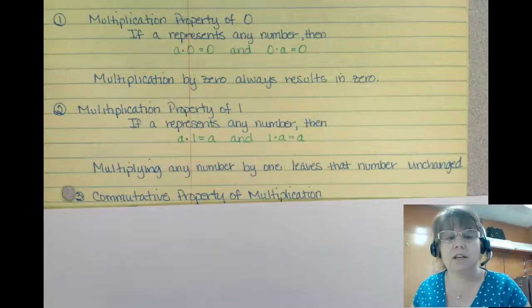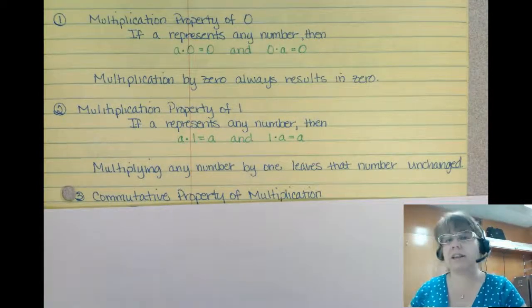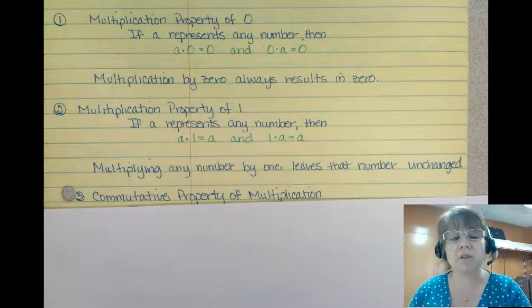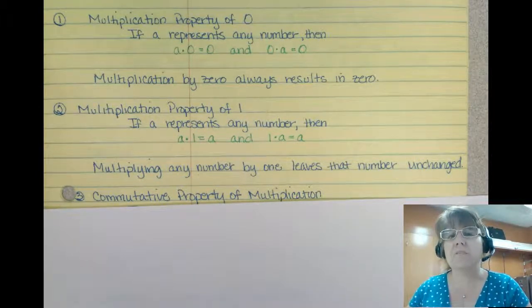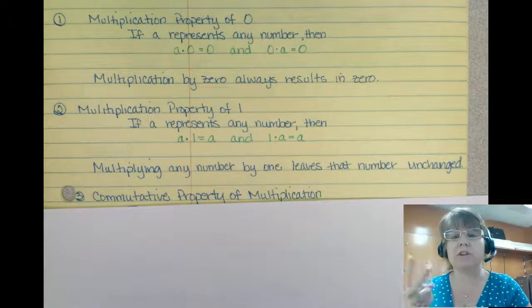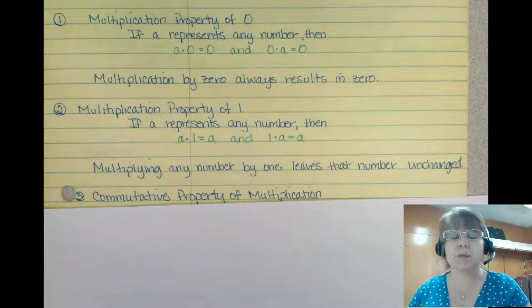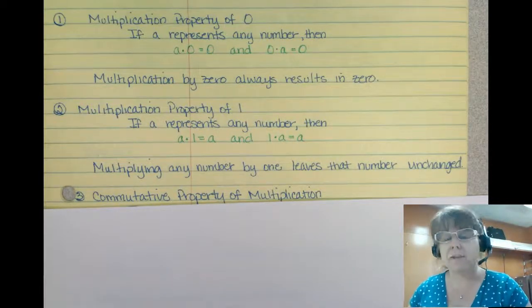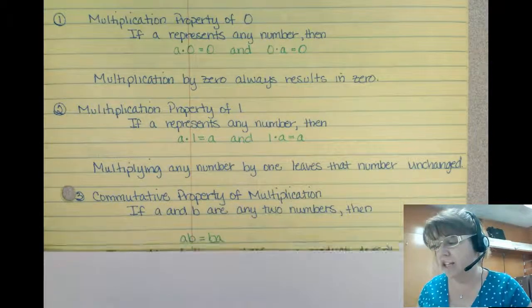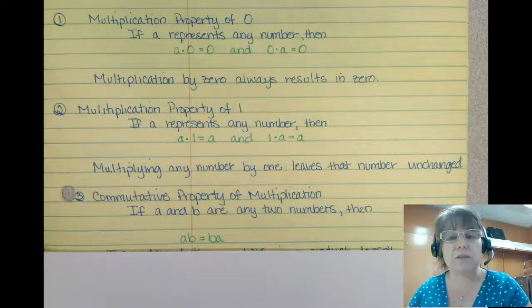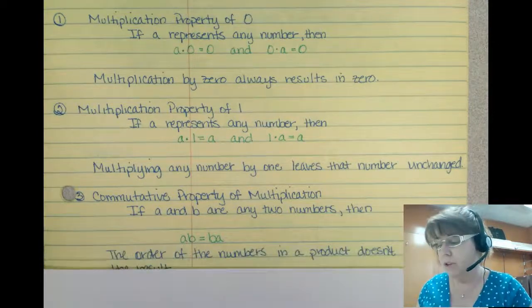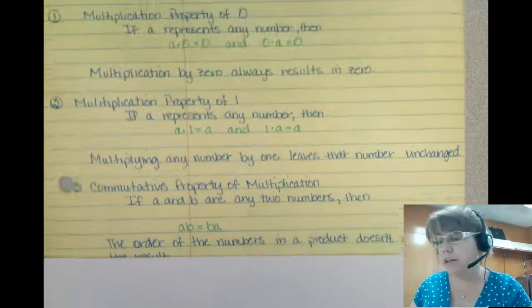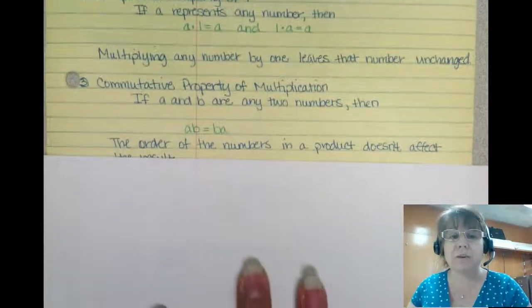Third one, the commutative property of multiplication. Now if you remember back, we had a commutative property of addition. What did that mean? That meant that if we changed the order of addition, it didn't change the result. So A plus B equals B plus A. Likewise, with multiplication, if A and B are any two numbers, then AB equals BA. The order of the numbers in a product does not affect the result.